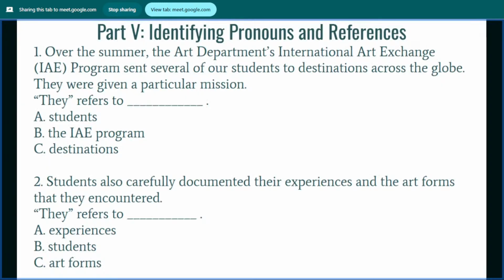Now we are going to do a small exercise. You have been given sentences. You have to try to identify the pronouns that it is referring to.